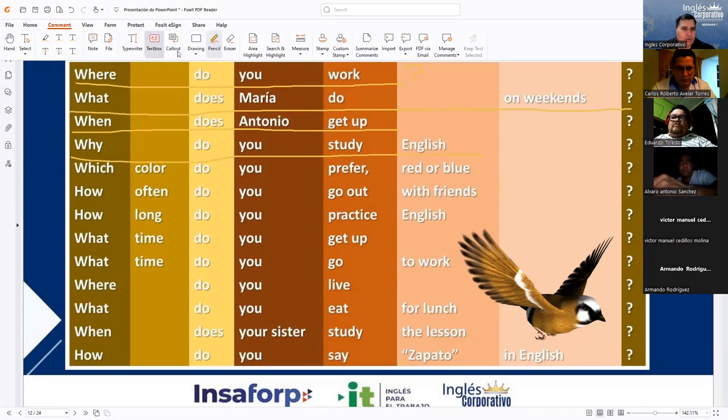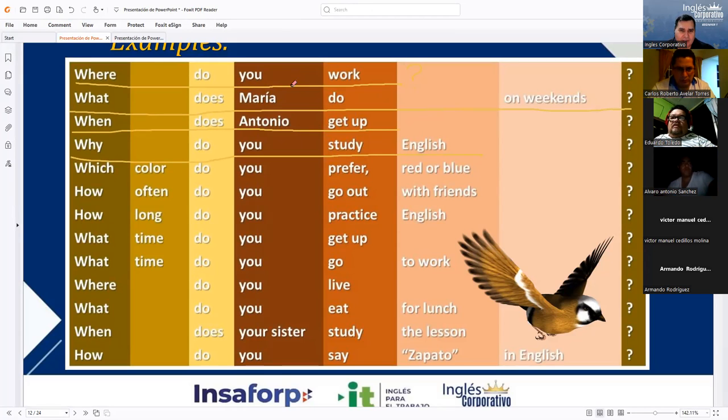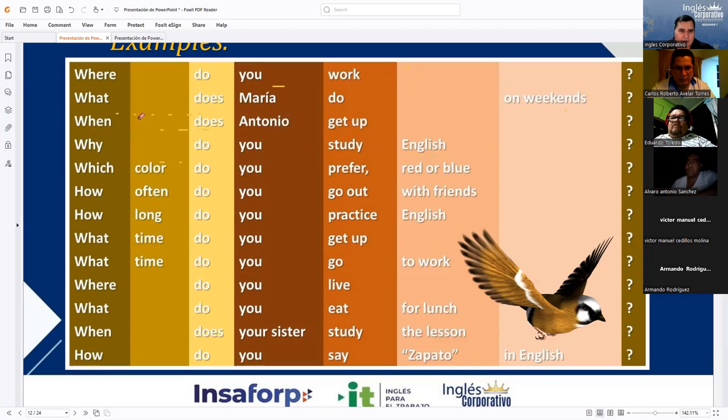Let's make good lines because these lines I don't like. Imagine. Teacher, I have a question. Yes. El do y el does en esa columna no significa nada, solo sirve para preguntar o significa hacer? No. Los auxiliares no tienen significado. En esa oración no, ¿verdad? No. Ah, ok.